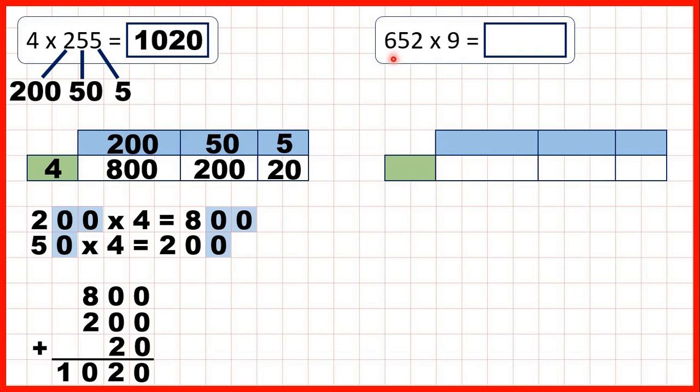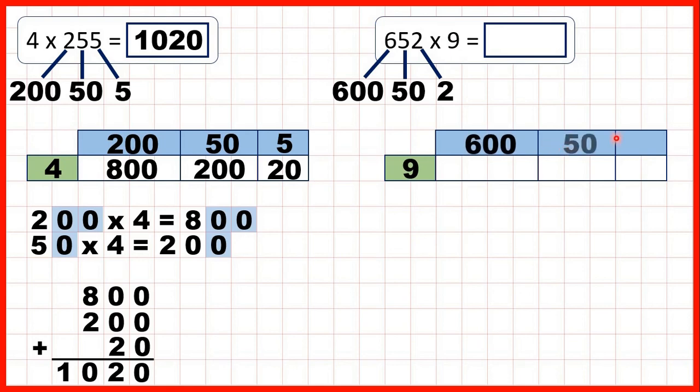Now, let's try 652 times 9. We need to partition our 3-digit number. This 6 is in our hundreds, so stands for 600. This 5 is in our tens, so stands for 50. And this 2 is in our ones, so stands for 2.